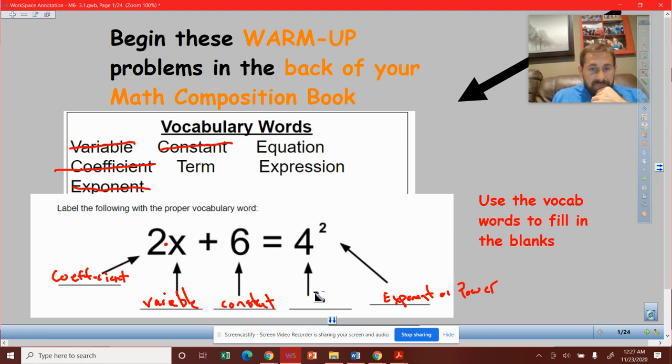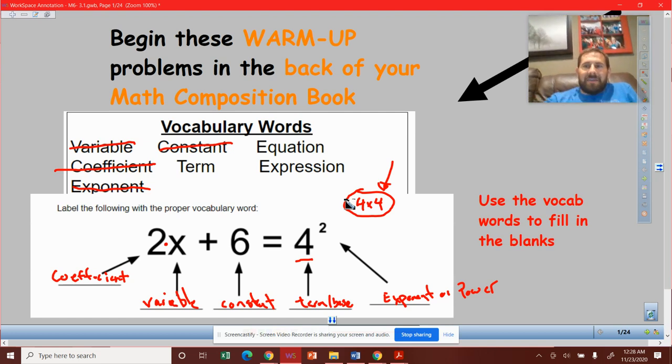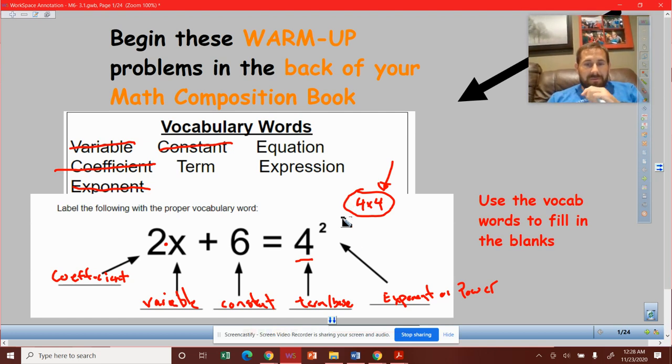Term, this 4, we call it a term. We also call it the base. A base is what is getting raised to a power. So the base number is 4. It is the term that gets raised to the second power. And 4 to the second power means 4 times 4. And that's really what we're going to get into today: what are exponents. So that was a good little warm-up, hopefully, to remind us what some of those terms mean.